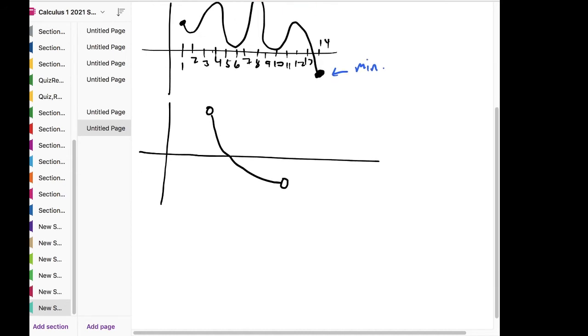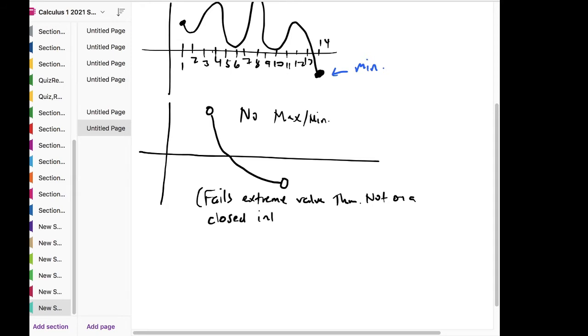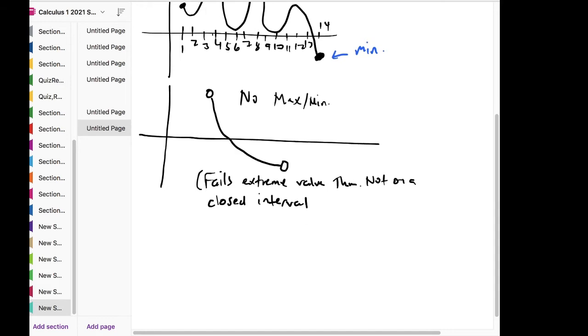Okay, does this have an absolute max or min? Nope. But it's continuous. So how does this not obey the extreme value theorem? Yeah. Not on a closed interval. Let's do another one.